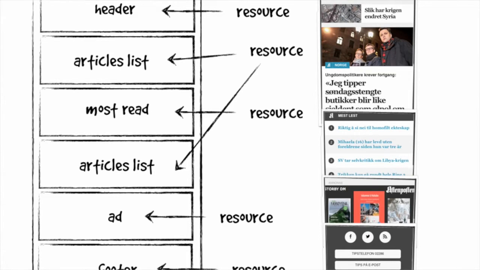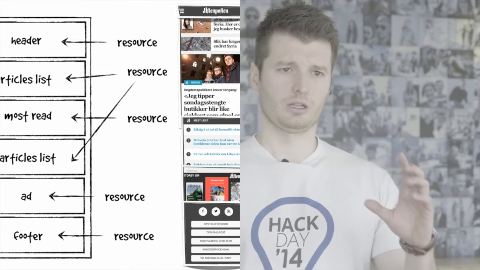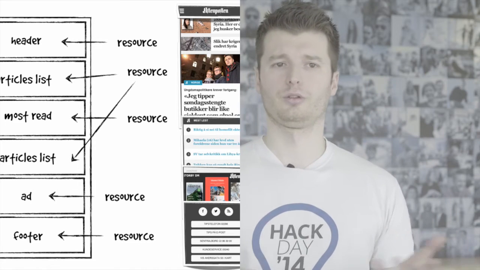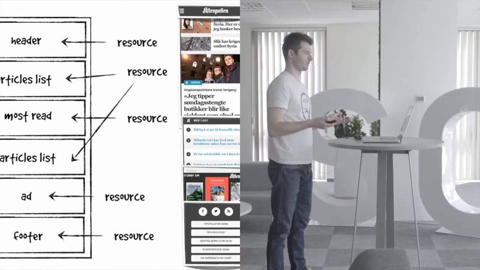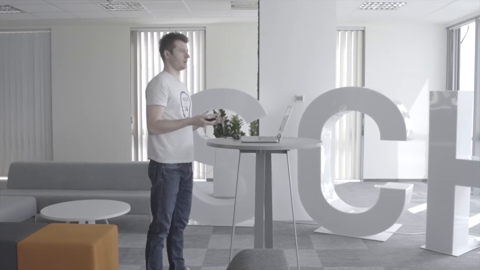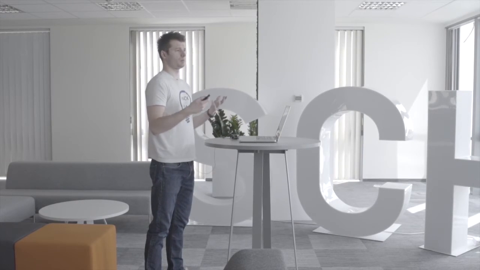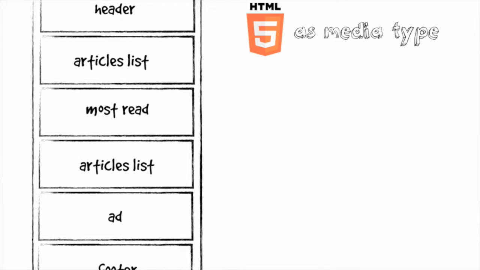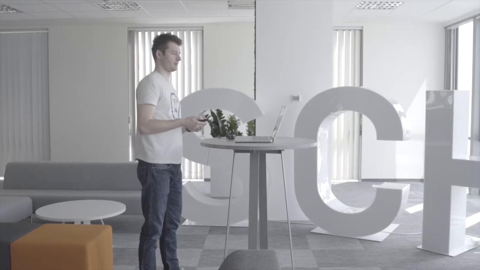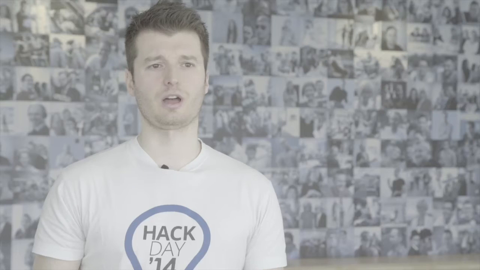So we said, OK, let's look at the front page of our newspaper and let's identify some resources. And we realized that basically every logical unit on the front page can be a resource. And all those resources should have some kind of representation. And we said we're going to use HTML5 as the media type for those resources. And each of those resources is going to have a URL.